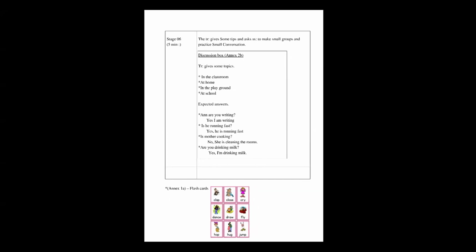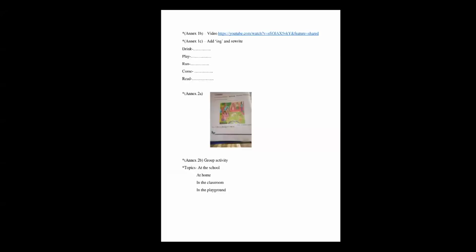Flashcards, Annex 1A flashcards. Next one. Annex 1B video. Let me share, madam. Let me show it, madam. No need, because we will save time. It's 8:20. Annex 1C: rewrite drink, play, run, come, read. Annex 2A: the page I have taken from the textbook. Annex 2B: group activity topics at the school, at home, in the classroom, in the playground.